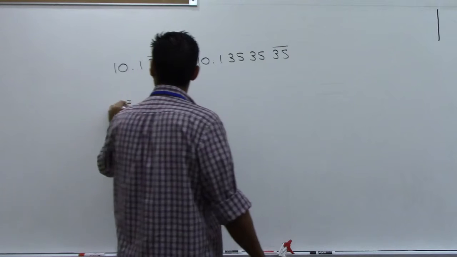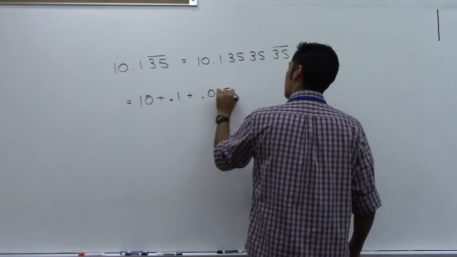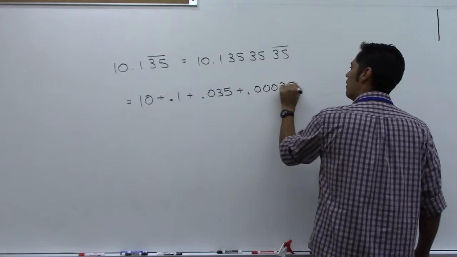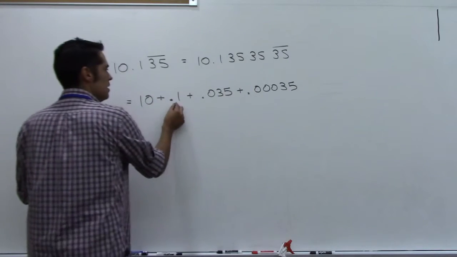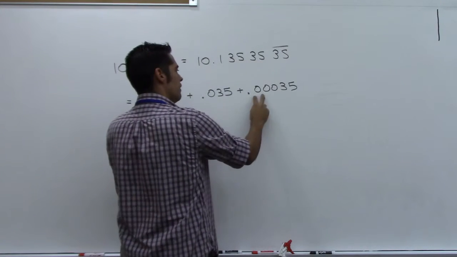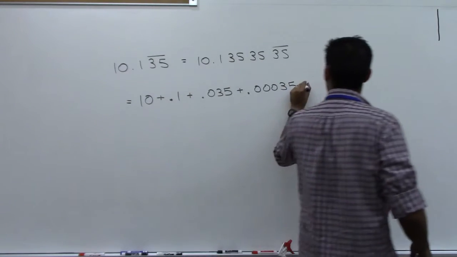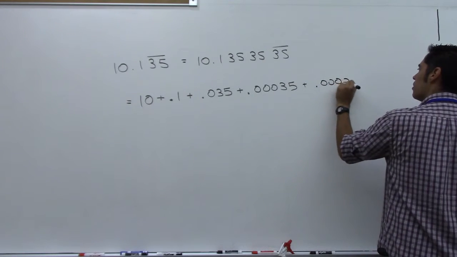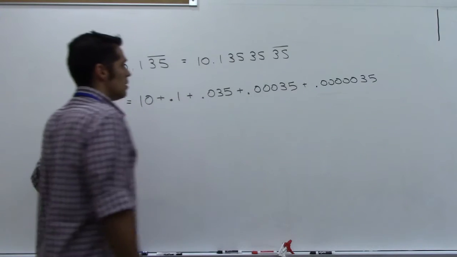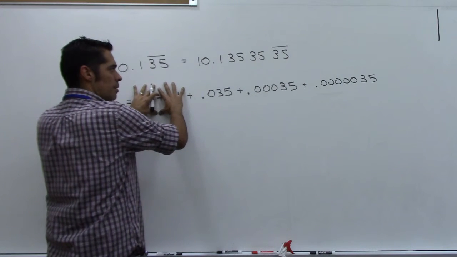So what I'll do is I'll rewrite this as 10 plus 0.1 plus 0.035 plus 0.00035. So notice that if I put these two together, I get 0.135. If I take that and add this, the first three decimals don't change, but then I have a 3.5 out there. I keep doing this. Plus 0.000035. And now I'm not going to touch these two. I'm only going to be looking at the part that's repeating.